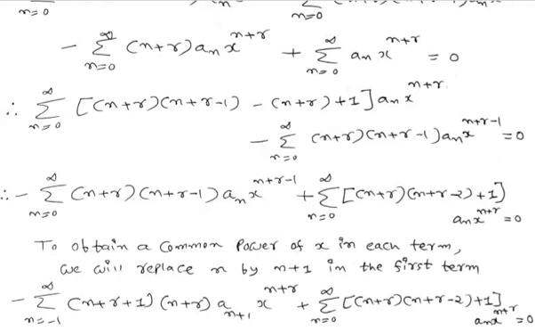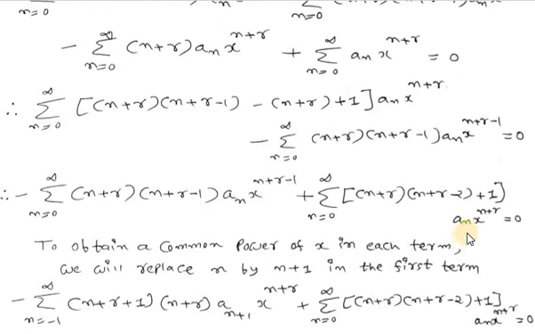Now this term we have written as it is, then plus a_n x raised to n plus r as it is, and we will simplify this expression taking n plus r common. So into bracket we have n plus r minus 1, then minus 1. So the result is minus 2, then plus 1. Okay, and that is equal to 0.